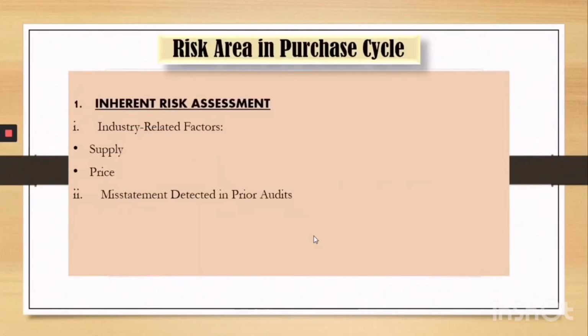Next, we move to the next slide by presenting about the risk area in the purchase cycle. As we know, the auditor must follow a risk assessment process to identify the risk of material misstatement in the financial statement accounts. The risk of material misstatement is composed of two components of the risk model, which are inherent risk and control risk. The first one is inherent risk assessment.